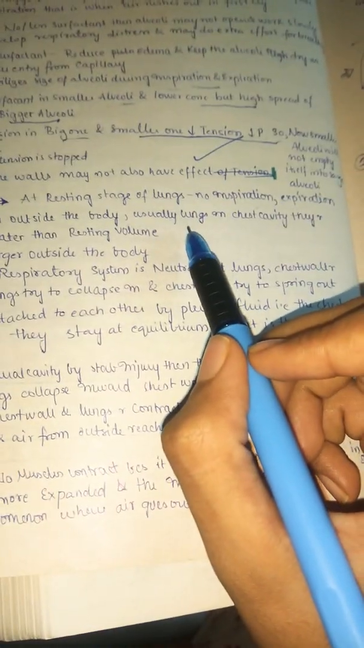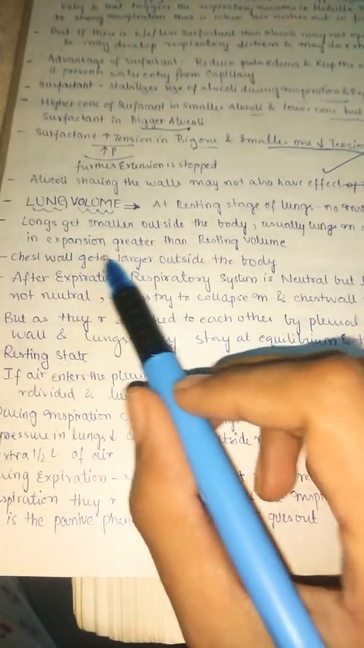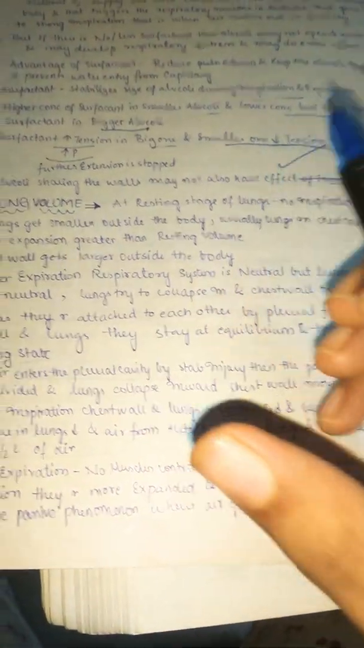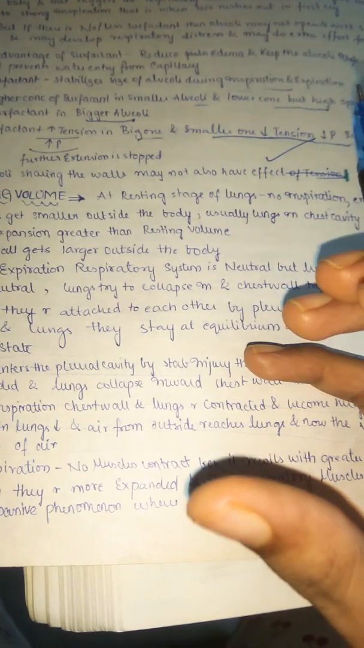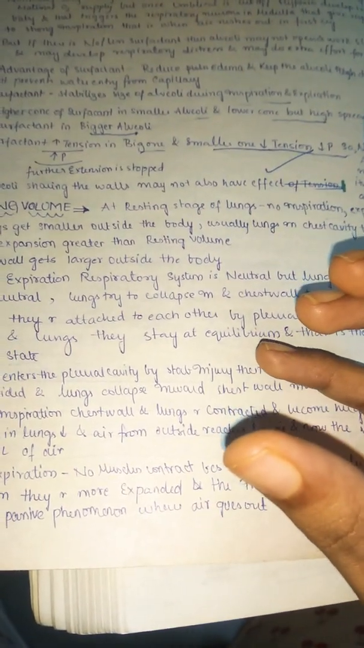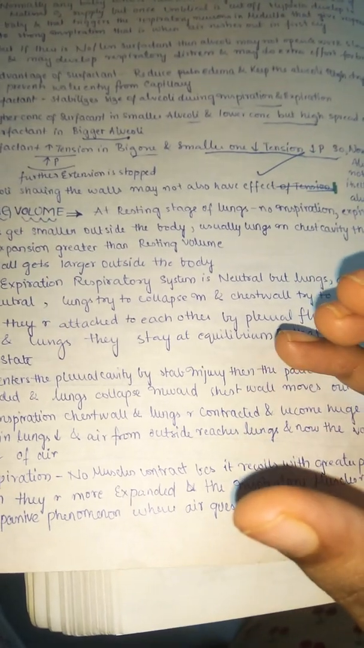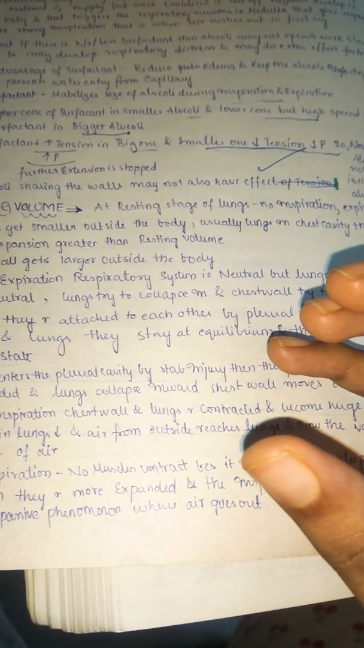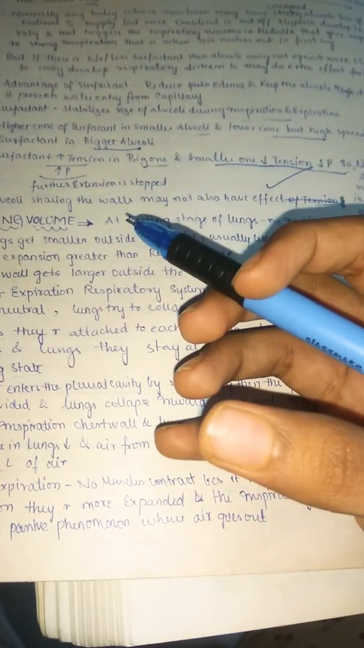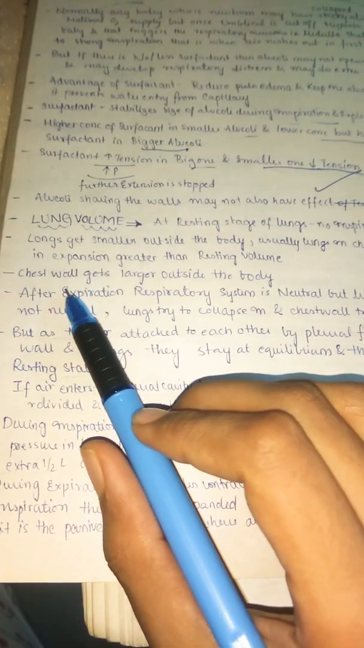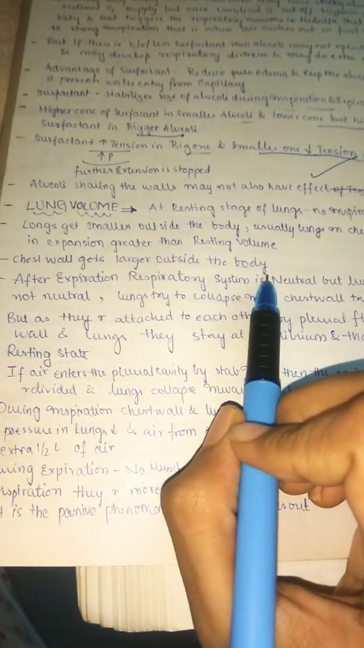And usually the lungs in the chest cavity are in expansion, greater than the resting volume. As they are put in the chest wall, they are expanded, we know that. That's why intrapleural pressure is negative: it is maintaining the chest wall and also the lung in proper place. But if you remove the lung and put it outside, it will become smaller compared with its size in your body. So the chest wall gets larger outside the body.